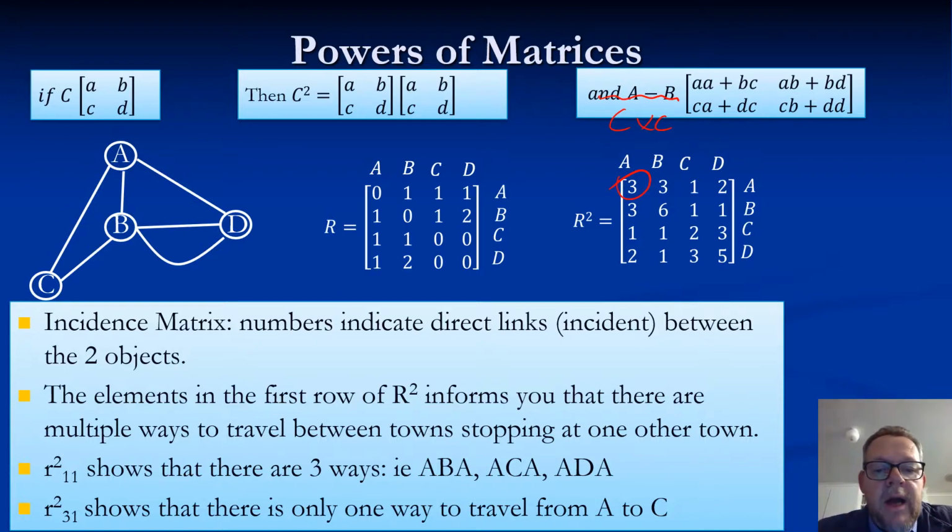And if I have a look at, for example, this one here, so we've got row 3, column 1, what does it tell me? There's only one way to travel from A to C, and you can see that represented in this diagram here.